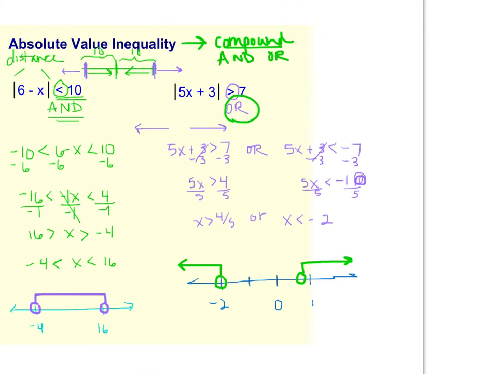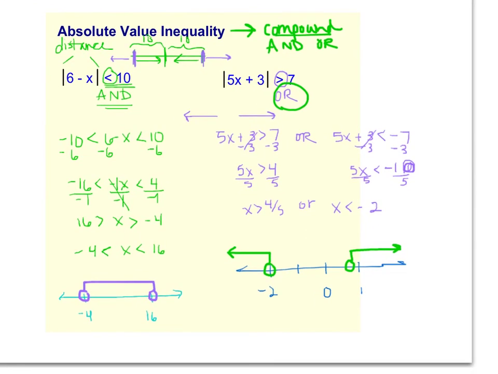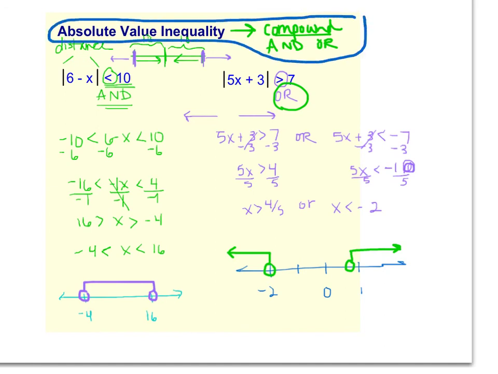So the thing to remember about your absolute value inequalities, I think, is this right here, where we say that it gets rewritten as a compound inequality. And then you have to decide, should it be "and" or should it be "or"? And if you can get through that step, then it's not too bad solving these.